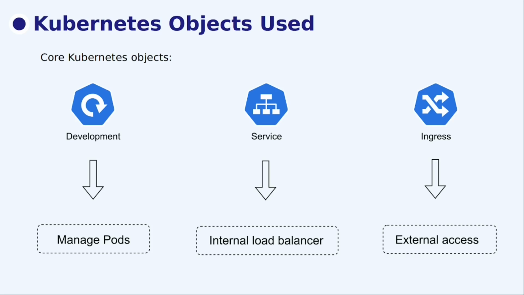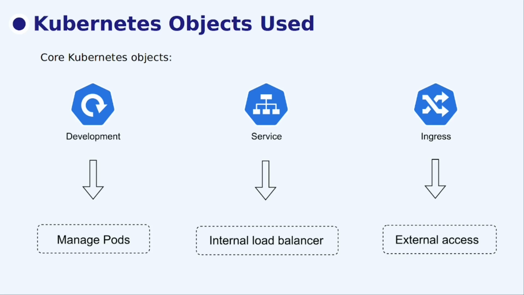Kubernetes objects used. To build this system, we rely on three core Kubernetes objects. The first object is a Deployment. A Deployment manages pods and ensures the correct number of replicas are always running. It also enables rolling updates when we deploy a new version of the application.